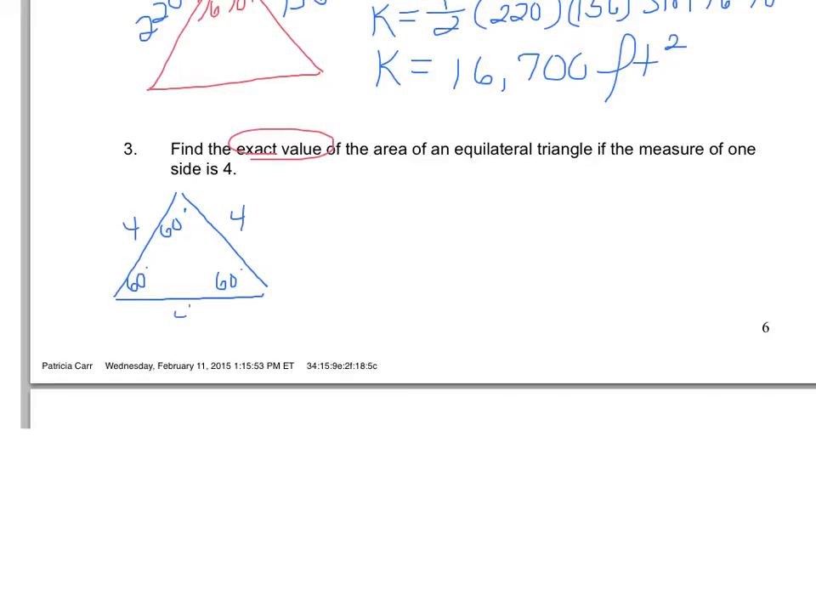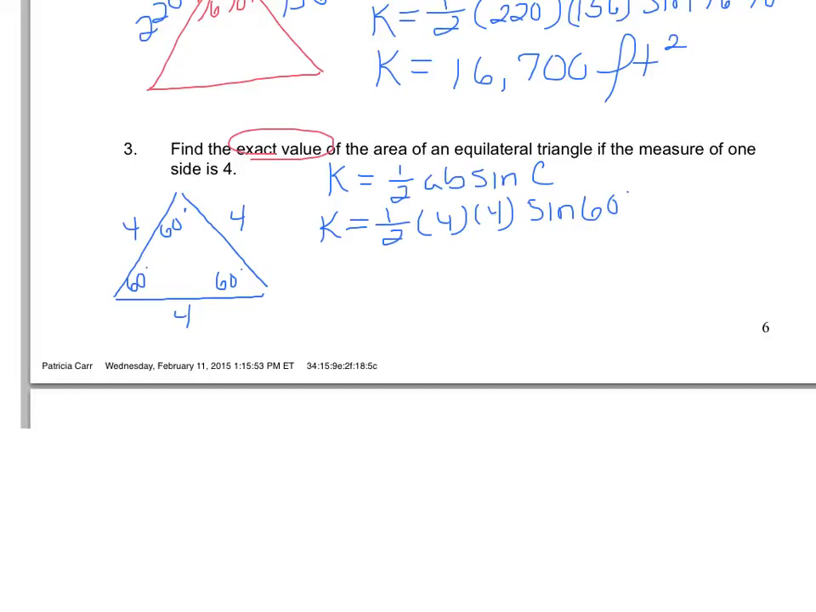So really it doesn't make a difference which sides and which angle I have. I do have an included angle and two sides anyway I'm looking at the triangle. So I can use K equals 1/2 AB sine of C, since nothing's labeled. So I have K equals 1/2 times 4 times 4 times sine of 60. All right, go ahead and put that in the calculator.